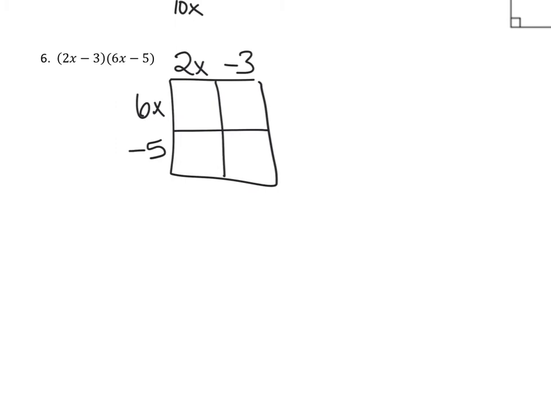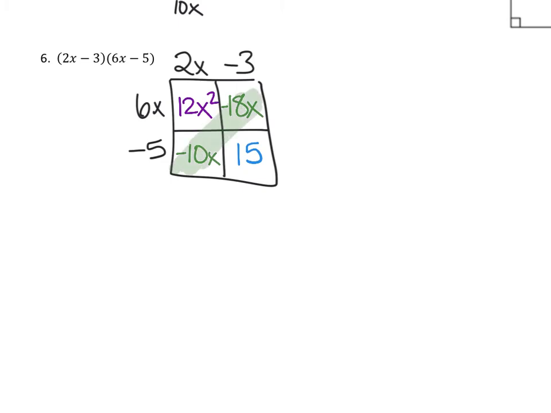Now we're going to cross these things together. When we multiply, 6 times 2 is 12, and x times x is x squared. So I'm going to have 12x squared in my first box. Negative 3 times 6x, that's 18x. Sorry, negative 18x. Come on, Miss Quigley. And negative 5 times 2x is negative 10x. Last but not least, we have our negative 5 times negative 3. That's positive 15.